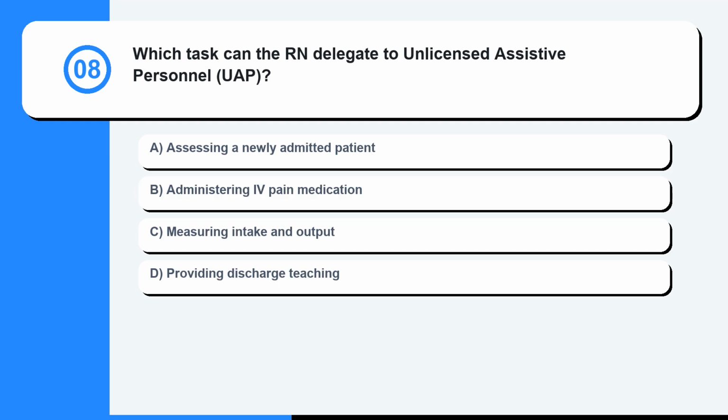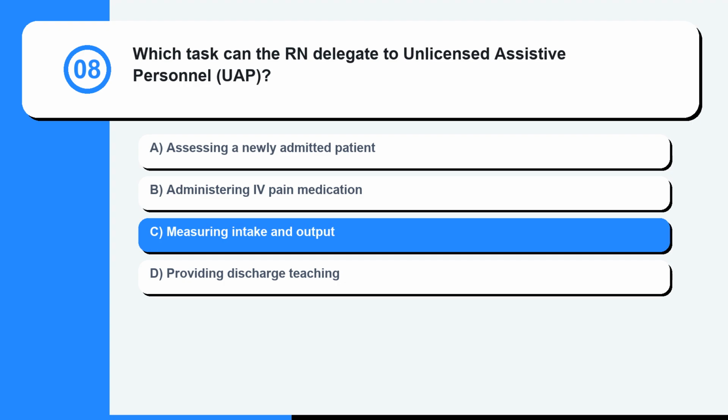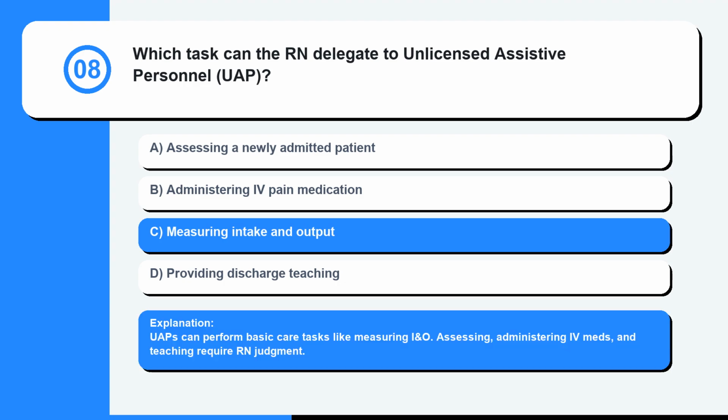Question 8. Which task can the RN delegate to unlicensed assistive personnel, UAP? A. Assessing a newly admitted patient. B. Administering pain medication. C. Measuring intake and output. Or D. Providing discharge teaching. The correct answer is C. Measuring intake and output. UAPs can perform basic care tasks like measuring I&O, while assessing, administering meds, and teaching require RN judgment.